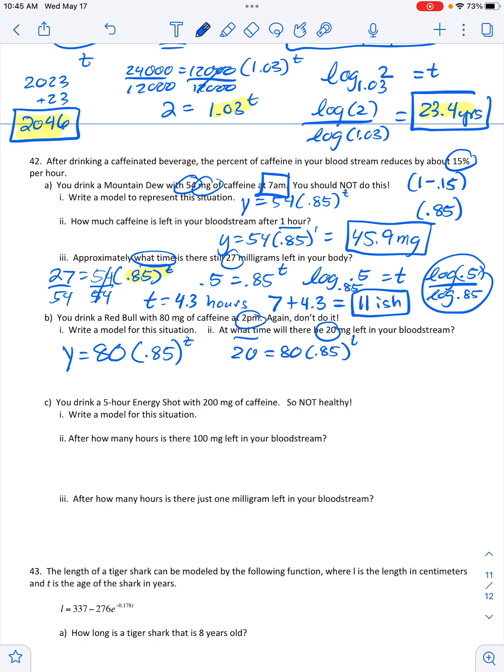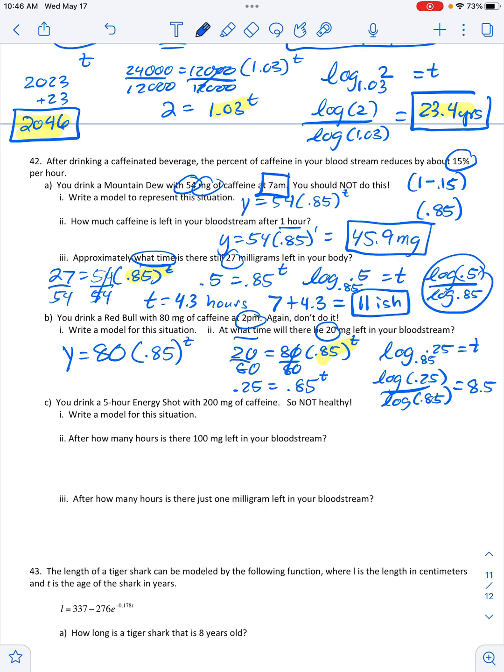Then I'm going to have to do what I always do, get the power part alone by dividing by 80. So now I'm going to be at 0.25 equals 0.85 to the t. That's going to be log of whatever the base is equals the power and then my other number. So into my calculator, I do that thing where I break them up. This is where the 8.5 came from.